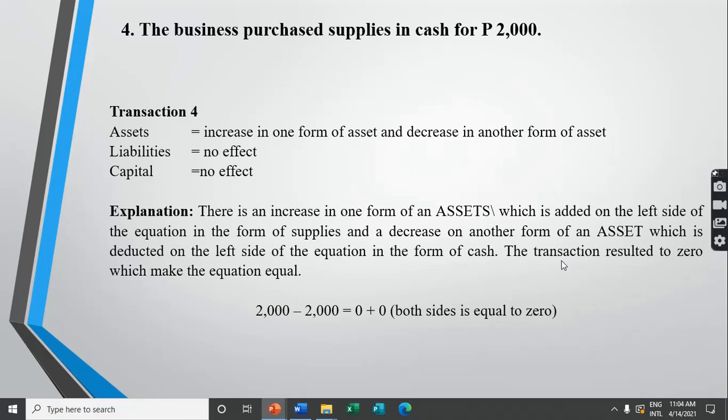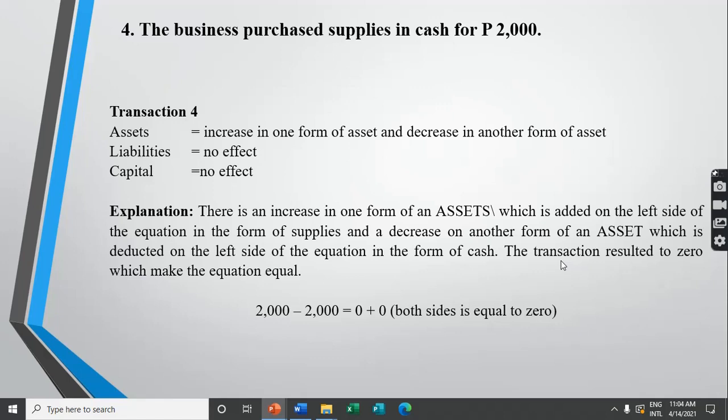So, dito sa asset, increase in one form of asset and decrease in another form of asset. Nag-increase ka sa supplies, pero nabawasan yung cash mo kasi binayad mo sa supplies. Tama? Okay? Sa liabilities, wala namang effect kasi hindi mo naman siya inutang. Binayaran mo siya na cash. Tama? Okay, sa capital naman, no effect din kasi hindi ka naman nag-invest doon.